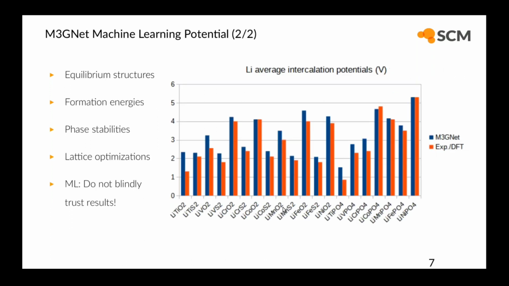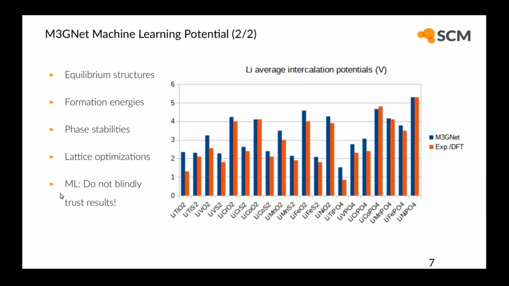And what can you do with this? Well, mainly you want to calculate equilibrium properties, so equilibrium structures, equilibrium lattice parameters, equilibrium energies. It sometimes also works for things like transition states, but it's not really the main focus of it. It doesn't work for things like radicals and so on. So it's mainly geared towards materials, both inorganic and organic materials. Here's an example that we did here at SCM for lithium average intercalation potentials with M3GNet, comparing to experiment and DFT for different types of lithium metal oxides.